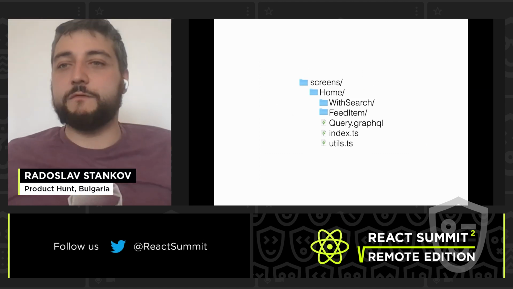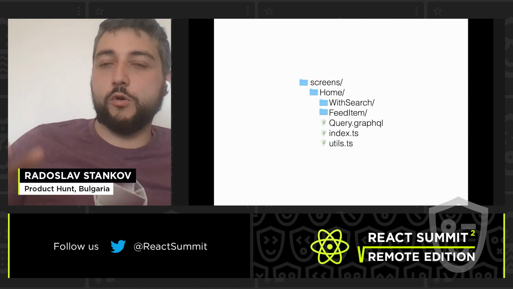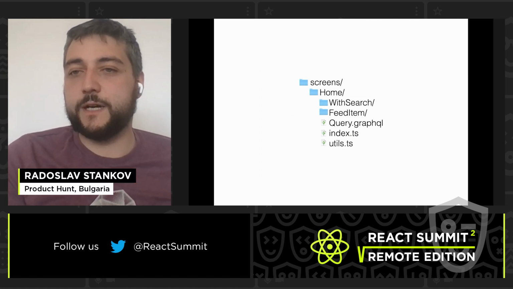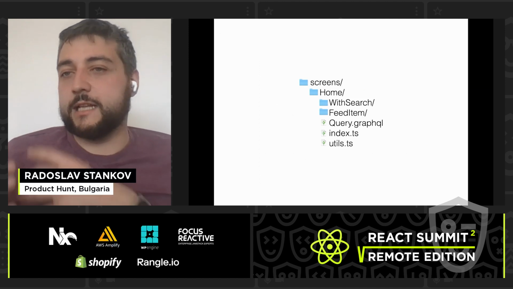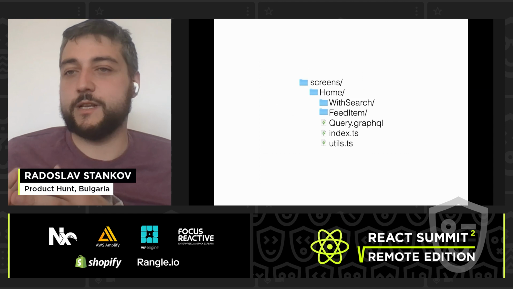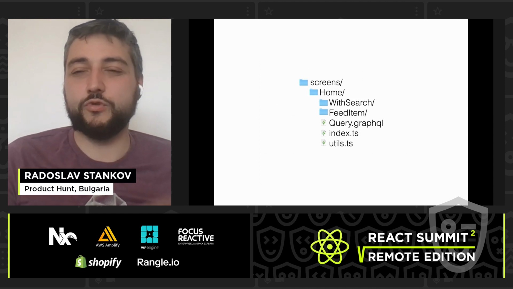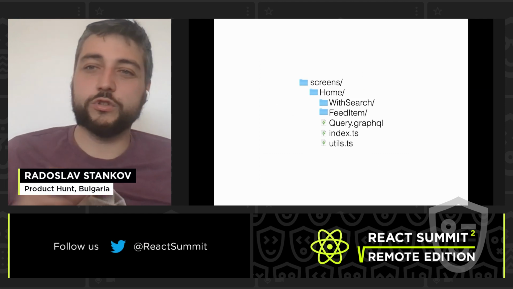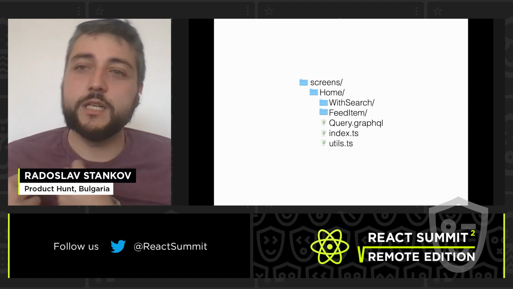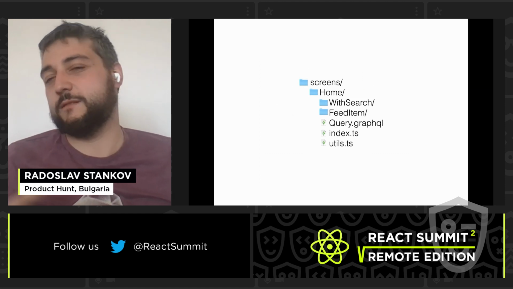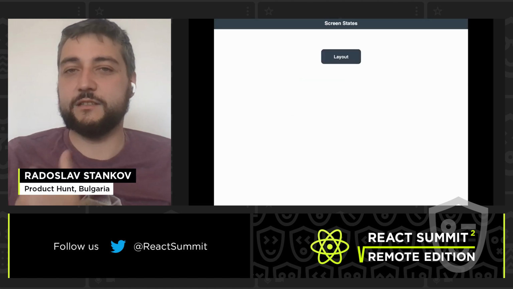And for screens, this is how a screen looks like. We basically have a flat list where on the root we have the screen name. Then we have a directory where we have everything related to the screen. For example, in this screen, we have two private components, search and the feed item. Those are components only used in the screen. We have the GraphQL query, the query that will get the data for the screen. We have some utilities, and the index.js is the screen.